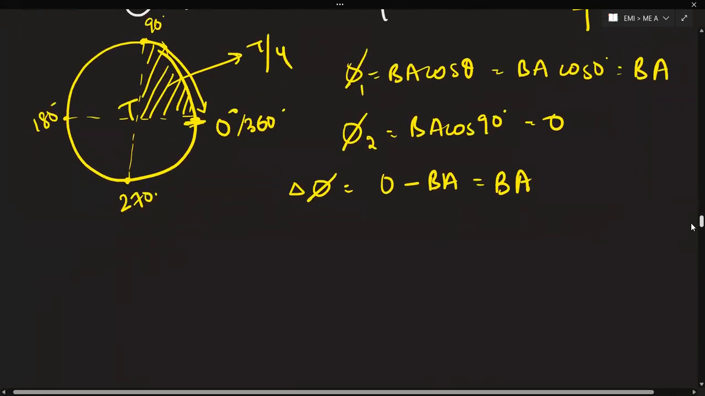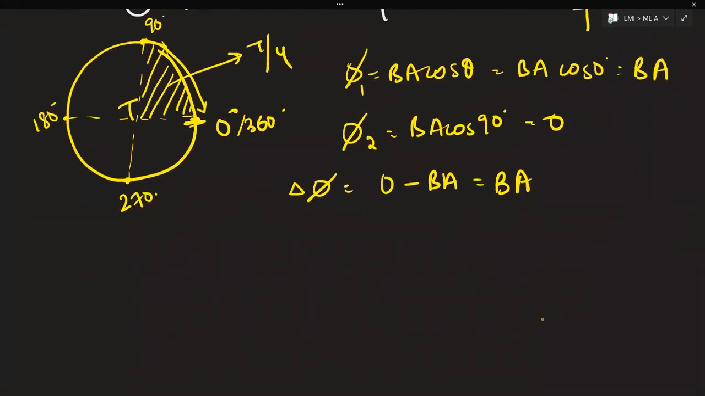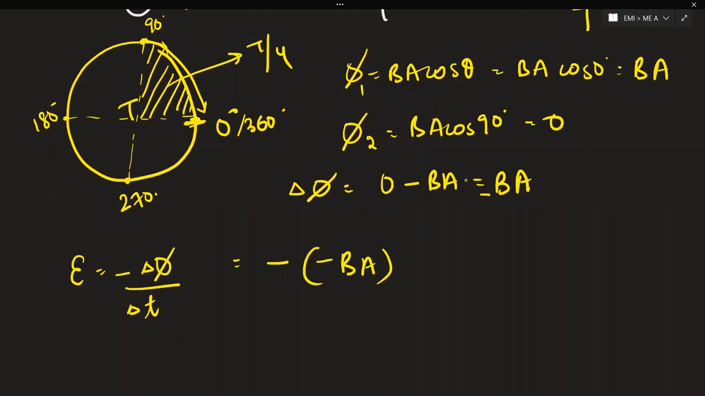Time period is not given to us, whole time period is given. So we have calculated the time period that is required. So EMF is minus delta phi over the total change in time, or total time you can say. So minus, this is what? This is minus BA, from here, divided by T by 4. So that becomes 4BA divided by T. This much is your answer. Got it?